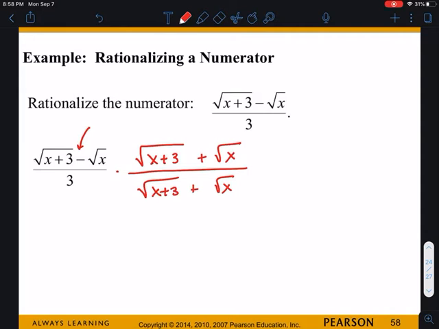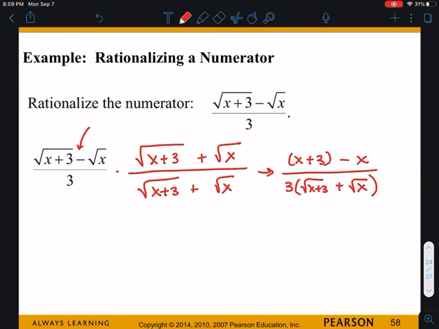And we know when we multiply by the conjugate, the inside-outside terms cancel out. So that means that we're just going to end up with the square root of x plus 3 times itself, which is going to give us an x plus 3. A square root of x times the square root of x, we're just going to end up with a minus x. And on the bottom, we have a 3 times the quantity, square root of x plus 3 plus the square root of x.